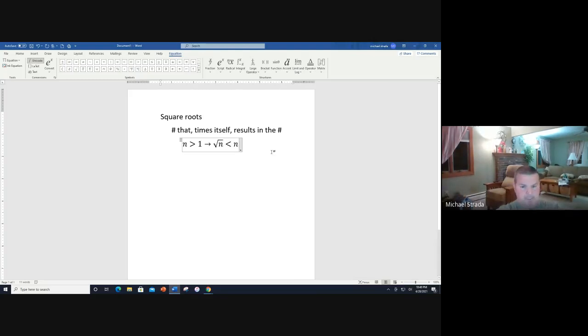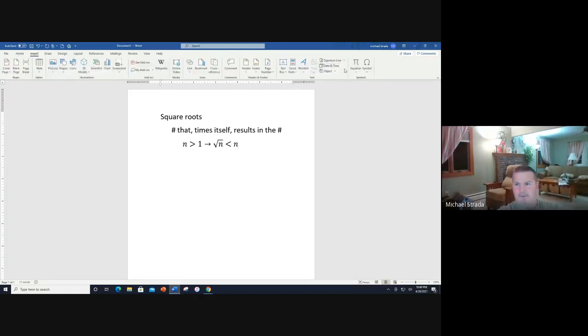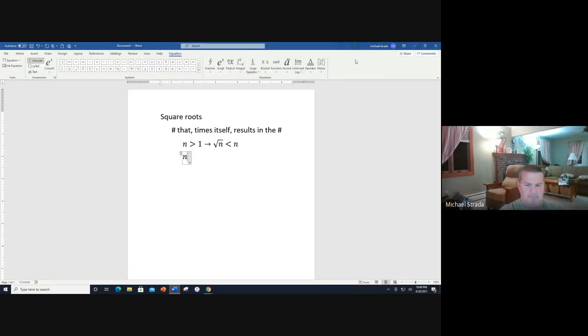But if they have this problem in here, when n is less than 1, strange things happen. The square root of n actually gets bigger. So keep that in mind when doing problems, that when you have a value between 0 and 1, it goes from there.